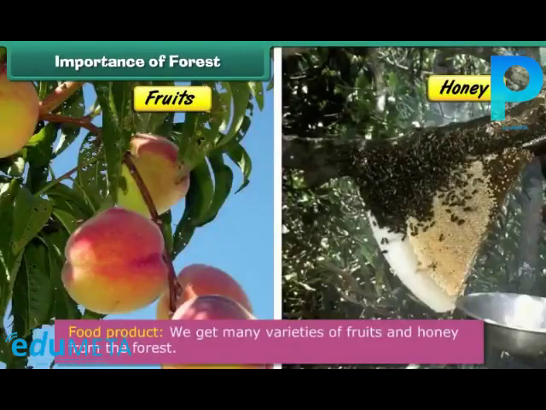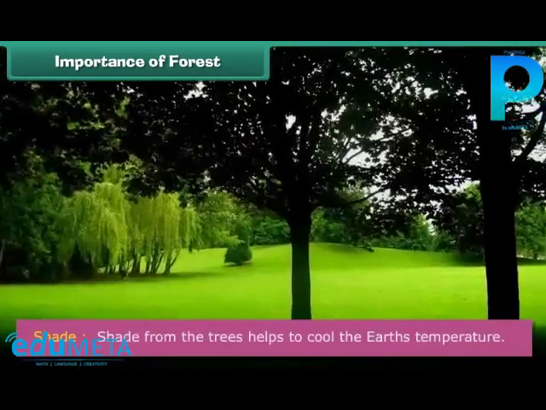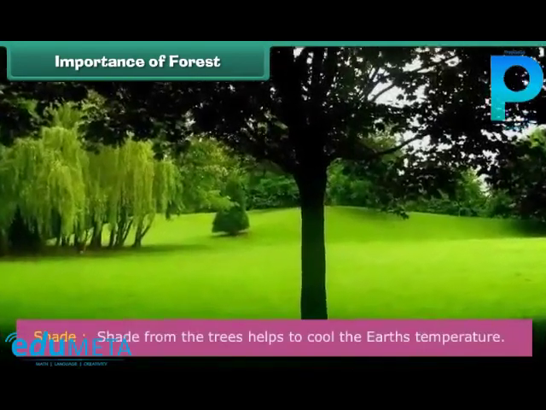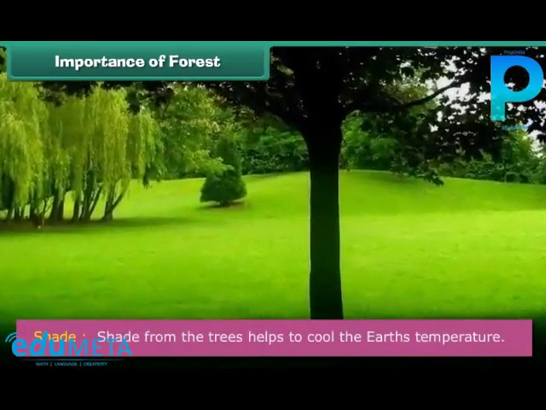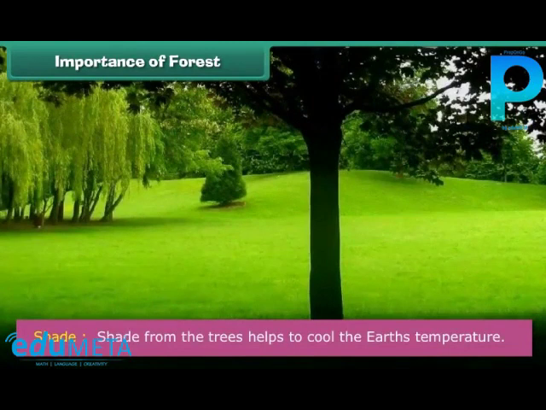Food product. We get many varieties of fruits and honey from the forest. Shade. By cooling the air and ground around them, the shade from the forest trees helps to cool Earth's temperature.